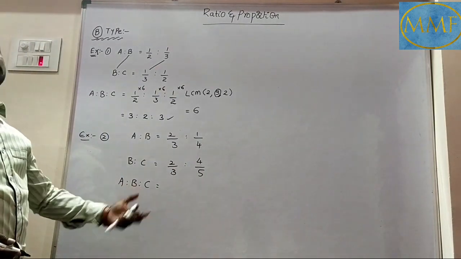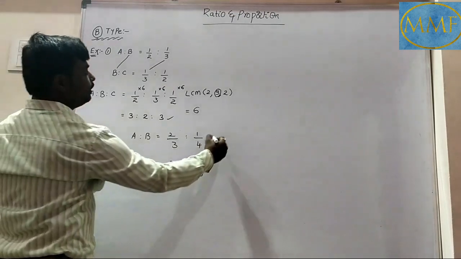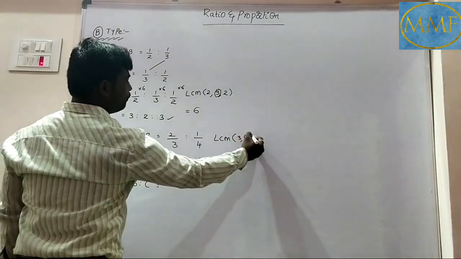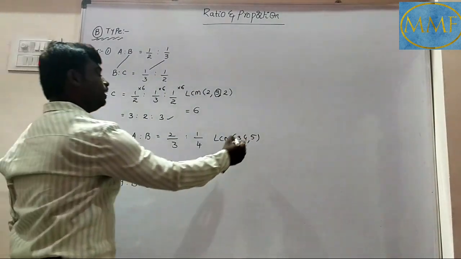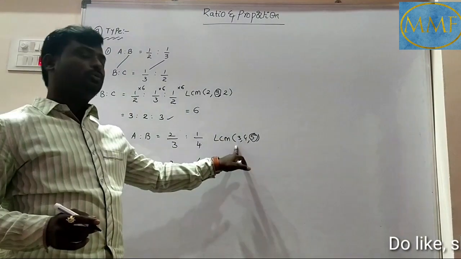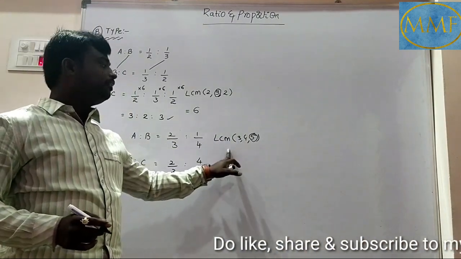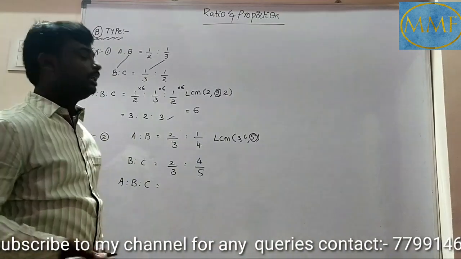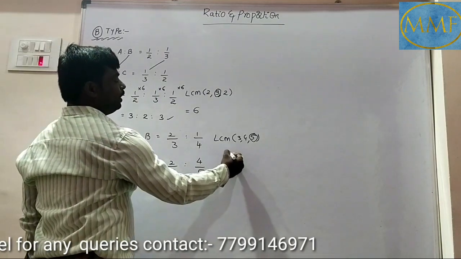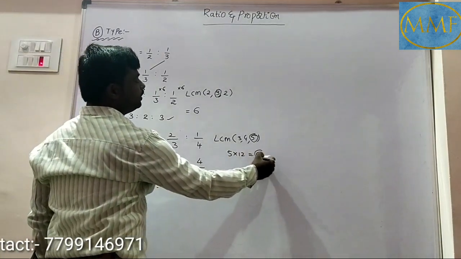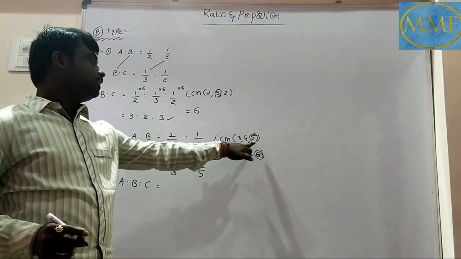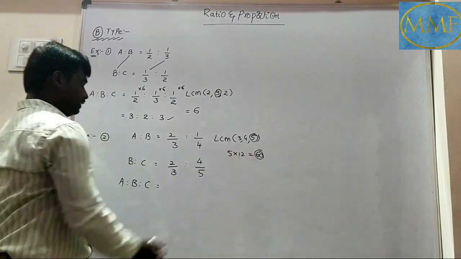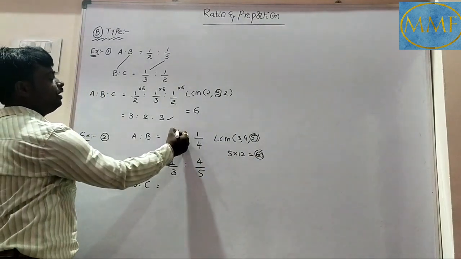But if you are having fractions, you should do only what here? LCM. LCM of what you are having? 3, 4, 5. So what is the biggest number here? 5. 5 into 2, 10 is not divisible. 5 into 3, 15 not divisible. Like that, the least integral multiple of 5 is 5 into 12. How much? 60. Is 60 divisible by 3? Yes. By 4? Yes. By 5? Yes. Now what is the LCM? 60. Very simple. Multiply every ratio by 60.